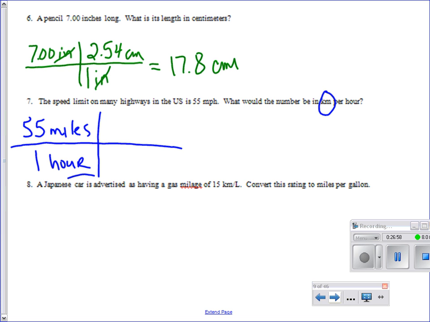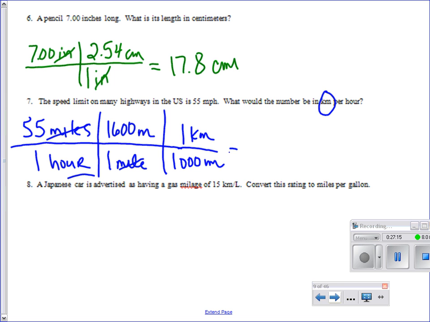Correct. So we have, for 1 mile, 1,600 meters. I'm going to go the long way. Now what do I need to do? My miles cancel, but I want kilometers. For every 1,000 meters, I have 1 kilometer. Okay, so I'm going to have 2 sig figs in my final answer. 55 times 1,600 divided by 1,000 is 88. What are my units? Kilometers per hour. And to make sure, my meters canceled, and I only am left with kilometers and hours.